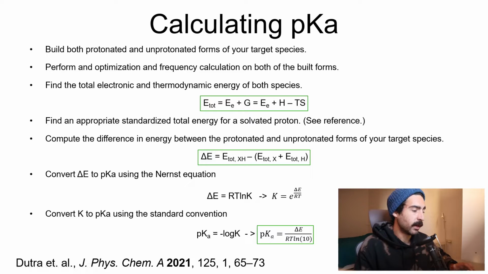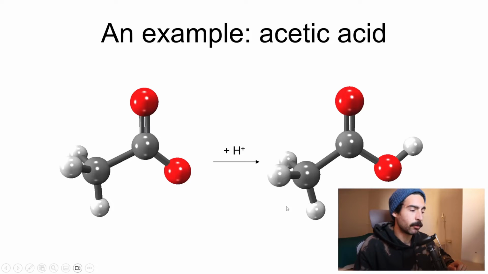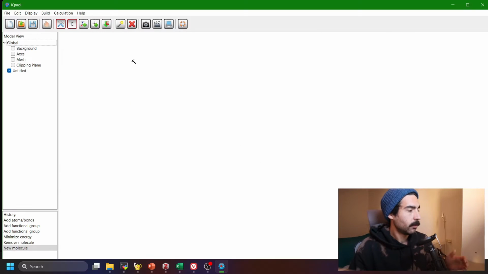Once you have the energy for your protonated species, your unprotonated species, and the solvated proton, you'll be able to calculate pKa. Today I'll be giving an example with acetic acid, and we'll be calculating the pKa of acetic acid. So here we are in our computational chemistry software. Again, I'm going to be using IQmol and Q-Chem. You can replicate what I'm doing in whatever software you're using, and you should be able to get the same results. To start off, we'll want to build our acetic acid molecule.